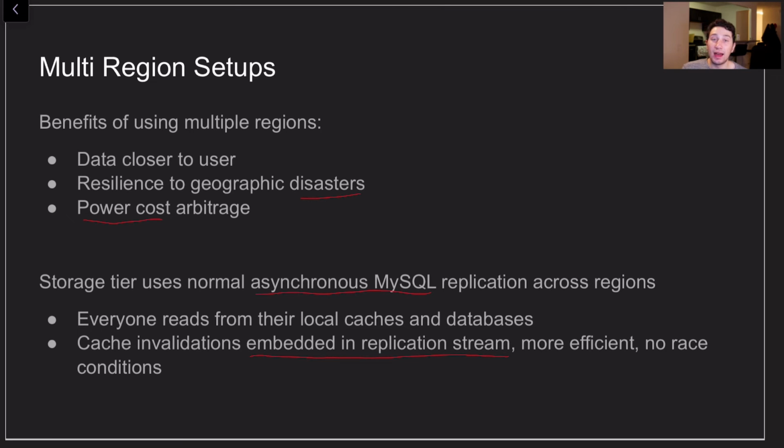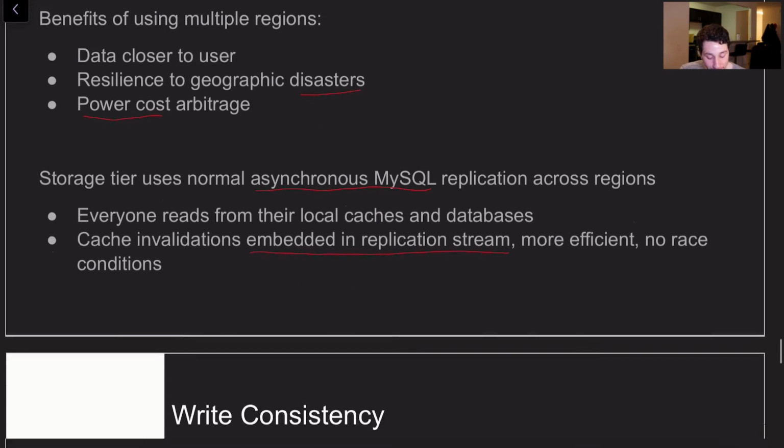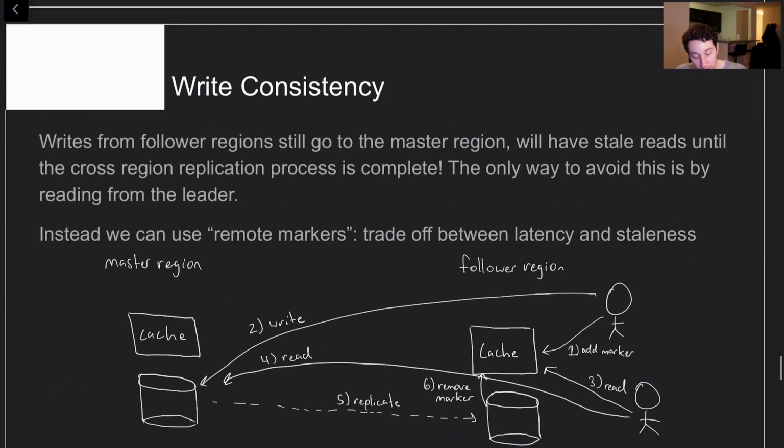Otherwise, we could have a bunch of race conditions where we read from the database too early before that replication stream has gotten there, and then we load stale data back into the cache, which would be problematic.